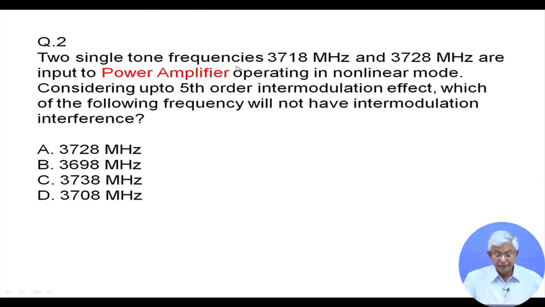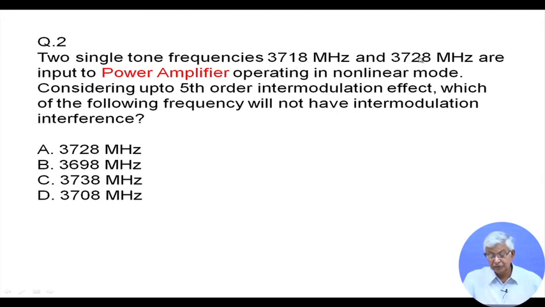Two single tone frequencies, 3718 megahertz and 3728 megahertz, are input to a power amplifier. I colored this power amplifier red because it could be an SSPA type or a TWTA type of power amplifier. Both have some nonlinearity. So, it is operating in nonlinear mode. The operating point is such that it is operating in nonlinear mode, so it will generate all sorts of intermodulation. Considering up to 5th order intermodulation effect, which of the following frequencies will not have intermodulation interference?